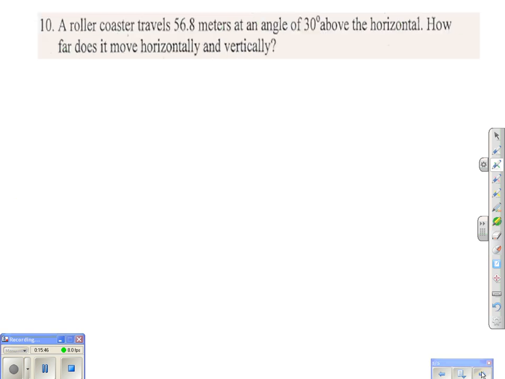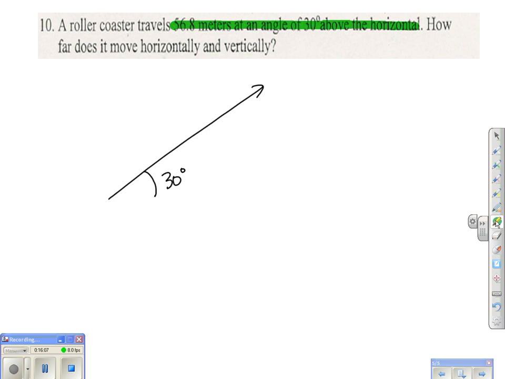Number 10. Number 10, we have information given to us that we travel 56.8 meters at an angle of 30 above the horizontal. Okay, again, if I give you a measurement, a magnitude with an angle, I'm giving you the resultant. So I'm giving you this angle right here of 30 degrees and 56.8 meters. I'm then asked to solve for how far does it move horizontally and vertically. So again, I'm really just looking for x and y.